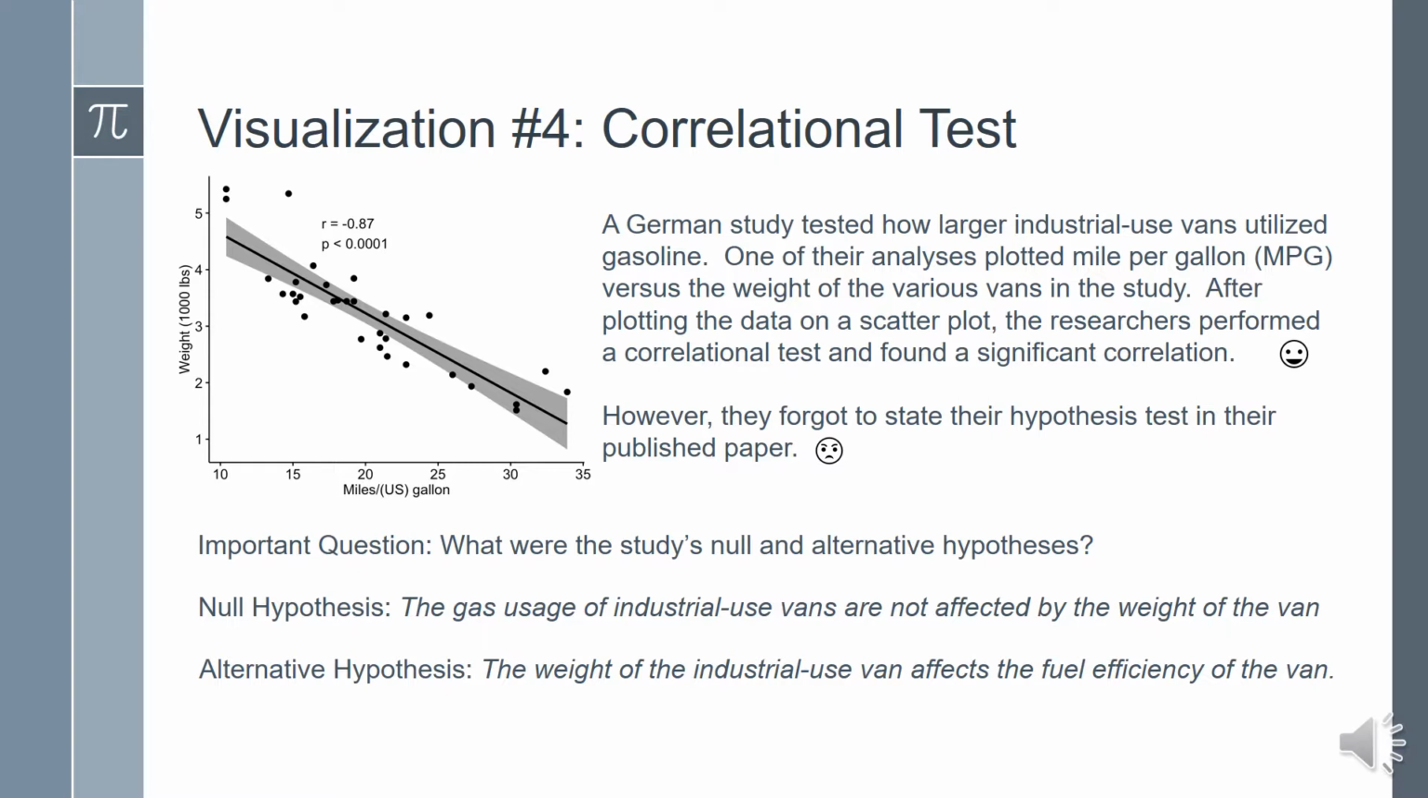For the fourth visualization, we're doing a correlation test. A German study was done on how larger industrial use vans utilize gasoline. They plotted the miles per gallon versus the weight. The important question that needs to be asked: what were the study's null and alternative hypotheses? The null hypothesis would be the gas usage of industrial use vans are not affected by the weight of the van. The alternative would be the weight of the industrial use van affects the gas usage.